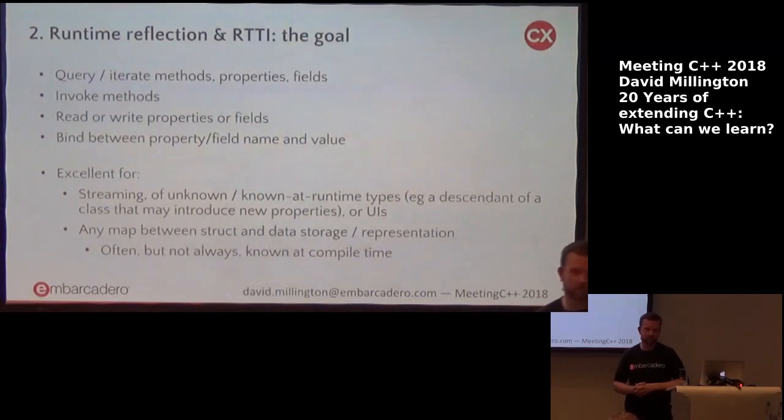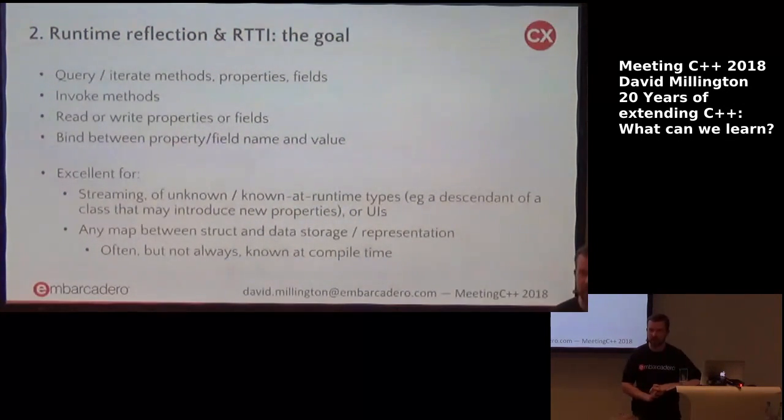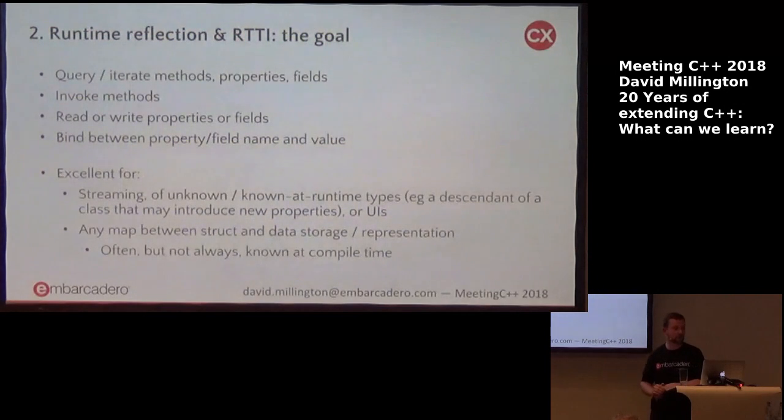But here's the goal that we have had with our RTTI. For any class, a class type or a class instance, you should be able to query or iterate over the methods and the properties and the fields. So you should be able to say, give me a list of all the methods that you have, and then find information about them. Or you should say, do you have a method by a particular name, and if so, give me some kind of accessor to it. You should be able to invoke methods, or read and write properties, and you can use those to implement some kind of binding between a property by name and value.